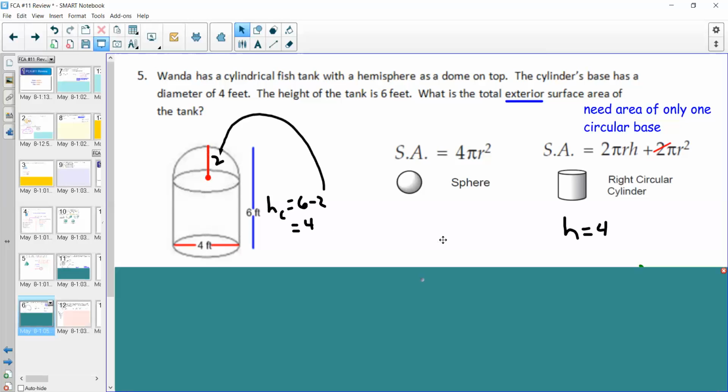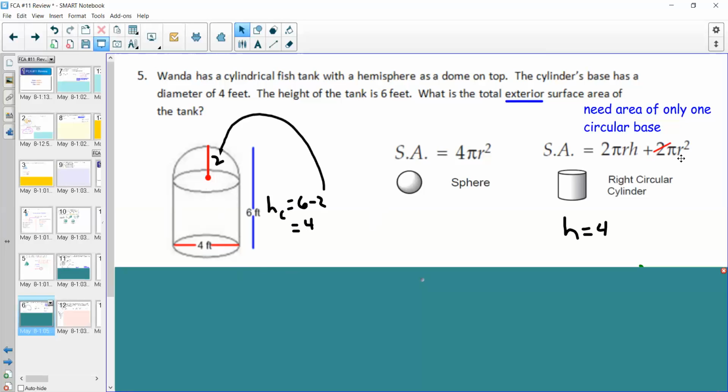So you don't count the base? One of the bases. So I misread it the first time. So what is the total exterior surface area? That means outside. So with this tank, the bottom base is outside. It's on the outside of the tank. But if we're going to have a tank, then this is going to have to be hollow here. So there's no circular base here.